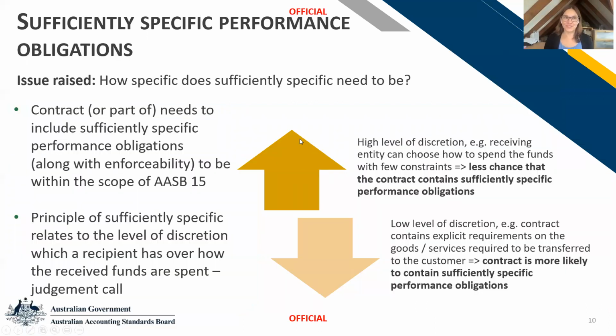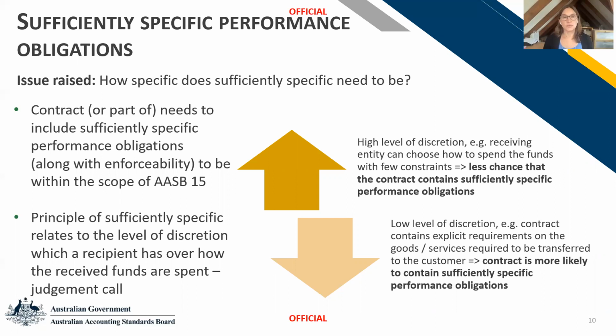So let's look at sufficiently specific. Unfortunately, I'm not going to be able to give you a miracle answer to tell you exactly which grants are sufficiently specific and which grants aren't. But what I'm hoping I can do is at least give you a little bit more guidance and some things to be thinking about. So the reason that sufficiently specific is so important is we've just seen it's one of the criteria that we have to meet in order to be within AASB 15. So if we don't have a performance obligation that is sufficiently specific, we can't get there.